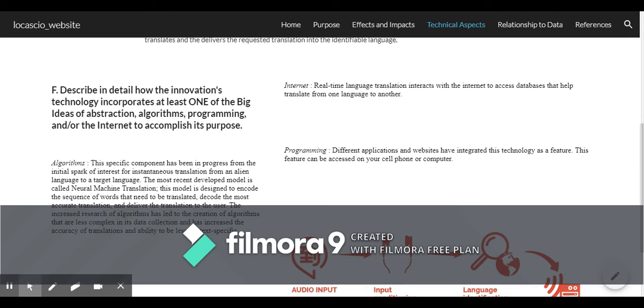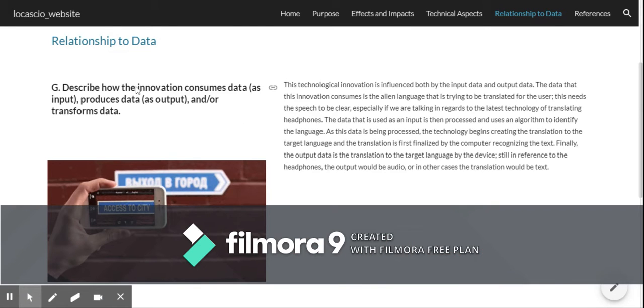I briefly mention how programming and the internet are used with my innovation, and then I do a more in-detail look at how algorithms play a role in language translation. Letter G asks me to describe how the innovation consumes data as an input, produces data as an output, and/or transforms data. I explain that both input and output data is equally important for this innovation, given it is trying to take one sequence of words and convert it into a different language.